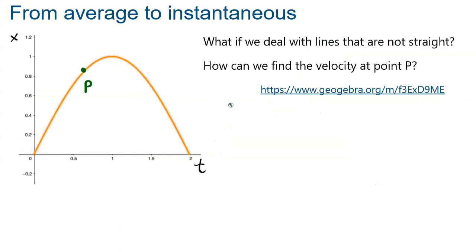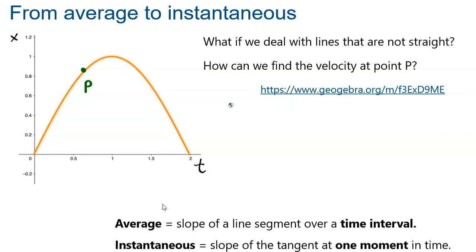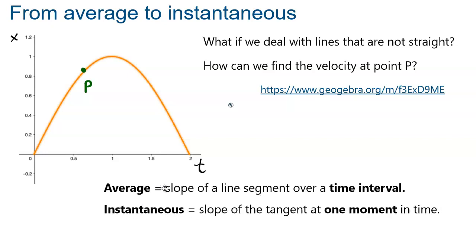So in situations like this, whenever you want to find the average of a quantity, you want to look for the slope of a line segment over a time interval. While when you want to have the instantaneous value, you will look again for the slope, but it will be the slope of the tangent line at one moment in time. So at one point, for instance, point P.